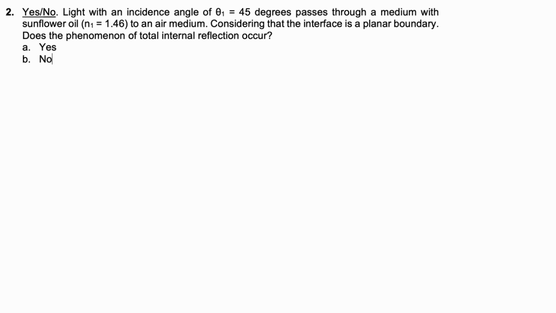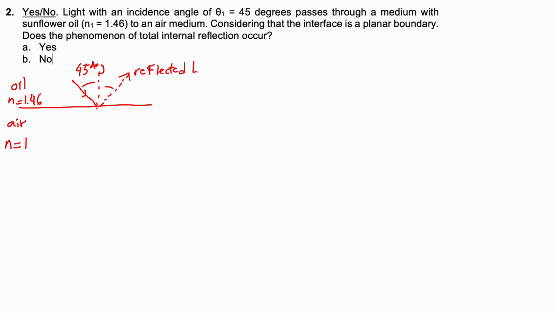So we have an interface between sunflower oil, which has a refractive index of 1.46, and air, which we know has a refractive index of 1. And we are illuminating the interface at 45 degrees. And we need to know if we're gonna have total internal reflection, meaning that here what we're gonna have is a reflected beam, and we don't have any refraction, right?